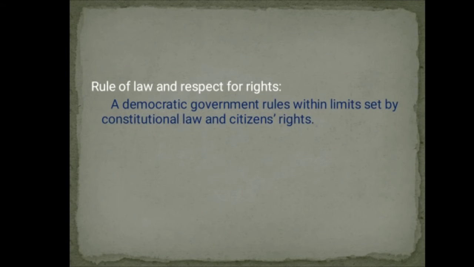Fourth feature: rule of law and respect for rights. A democratic government rules within limits set by constitutional law and citizen rights. For example, Zimbabwe attained independence from white minority rule in 1980. Since then, the country has been ruled by ZANU-PF, the party that led the freedom struggle. Its leader, Robert Mugabe, ruled the country since independence. Elections were held regularly and always won by ZANU-PF.